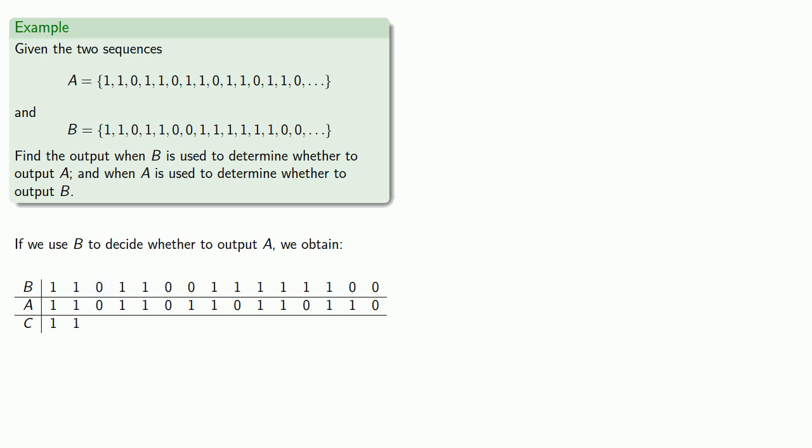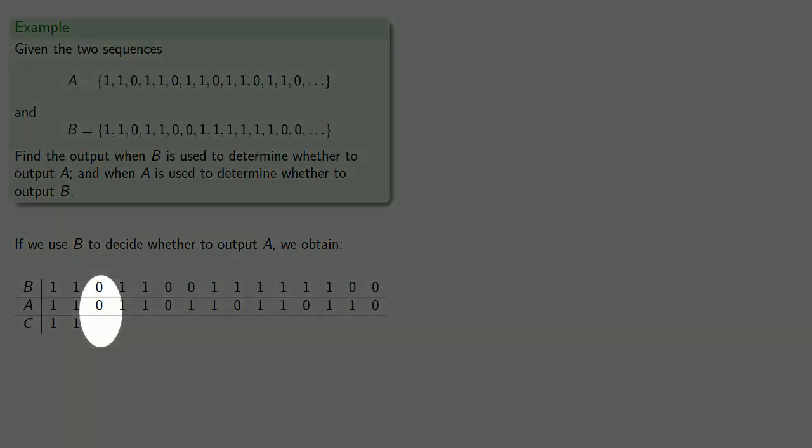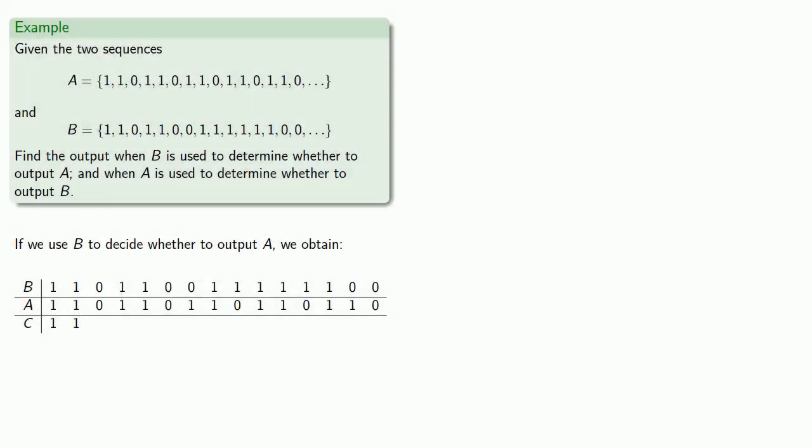And again, importantly, nothing is output. The next B value is 1, so we output the A value. The next B value is 1, so we output the A value. The next two B values are 0, so we don't output anything. And so on.